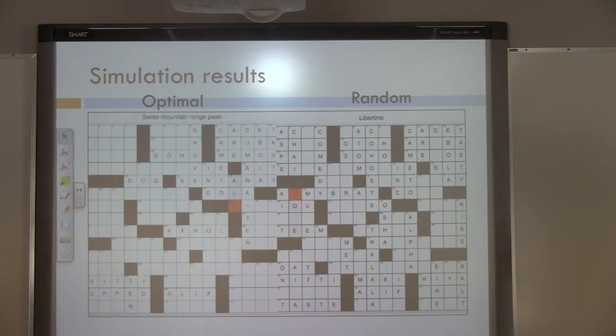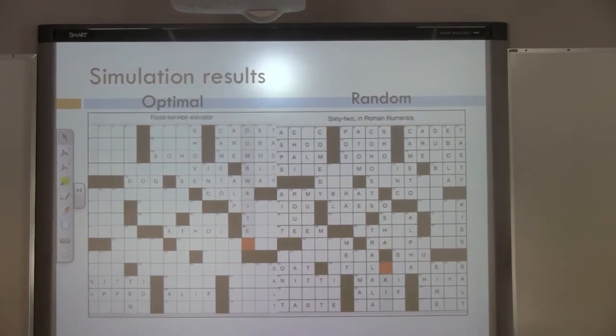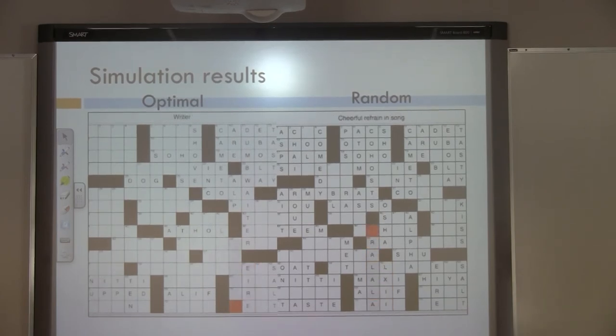Is the random actually random, or is it going by the shortest time to figure out? No, it's actually random. So it's not going by ease of the clues? No. We take all 78 unsolved clues and then pick one. They can pick the same one, but the probability is very low. You have so many clues to solve.